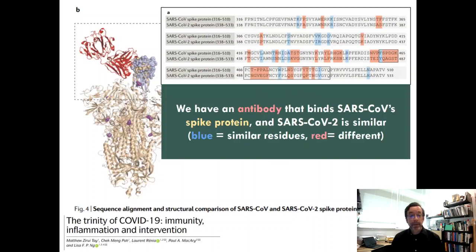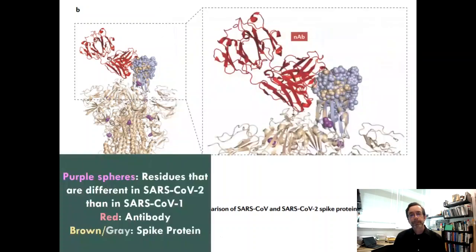So you can see that these are indeed very similar. You do have some distinct differences, but we have some antibodies that don't care about those differences. Here's an example of an antibody bound to the RBD, or the receptor binding domain. That's what's shown with the spheres, the little balls that are up, that the red antibody is binding to. So here we can go in, and they've plotted out the purple spheres in the spike protein. You see that there's a couple of purple spheres in there.